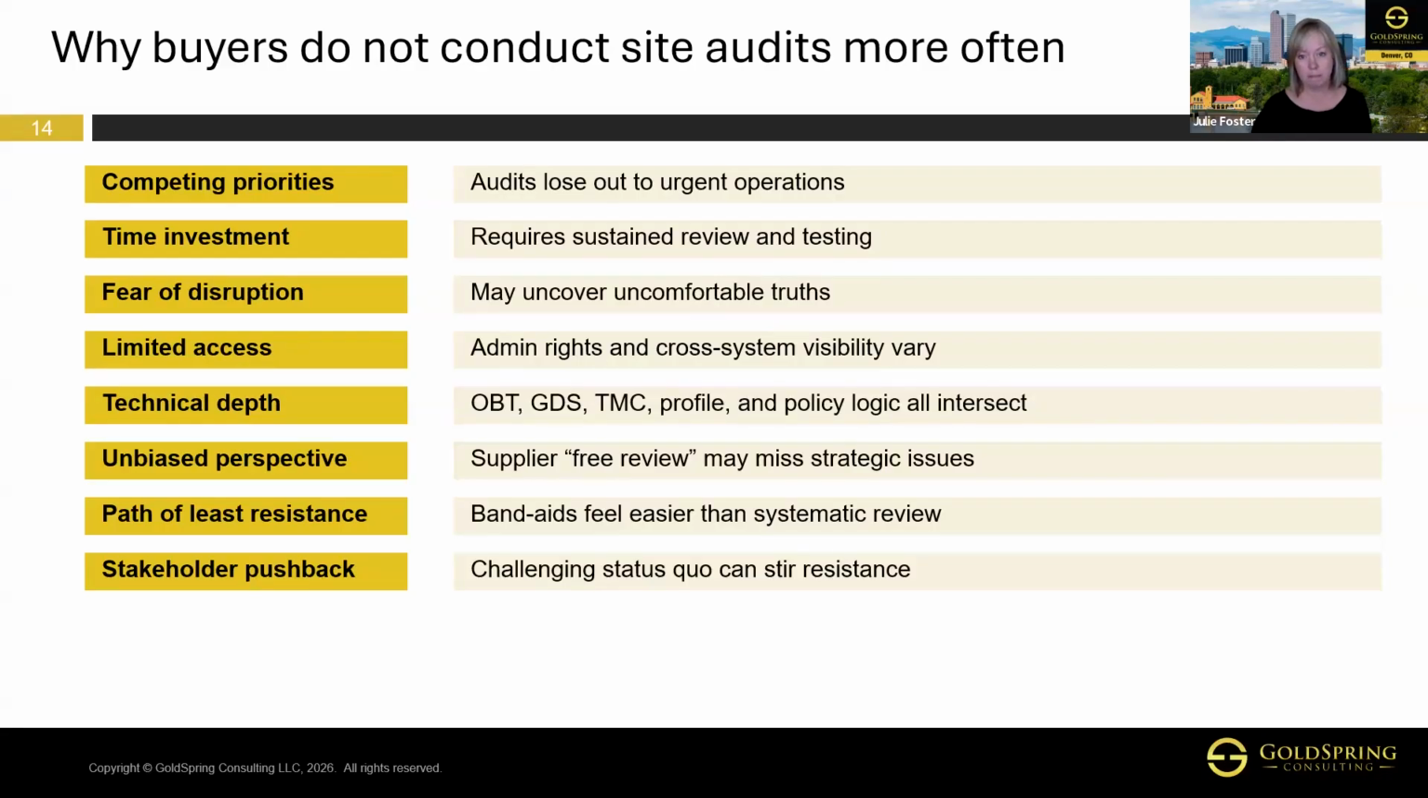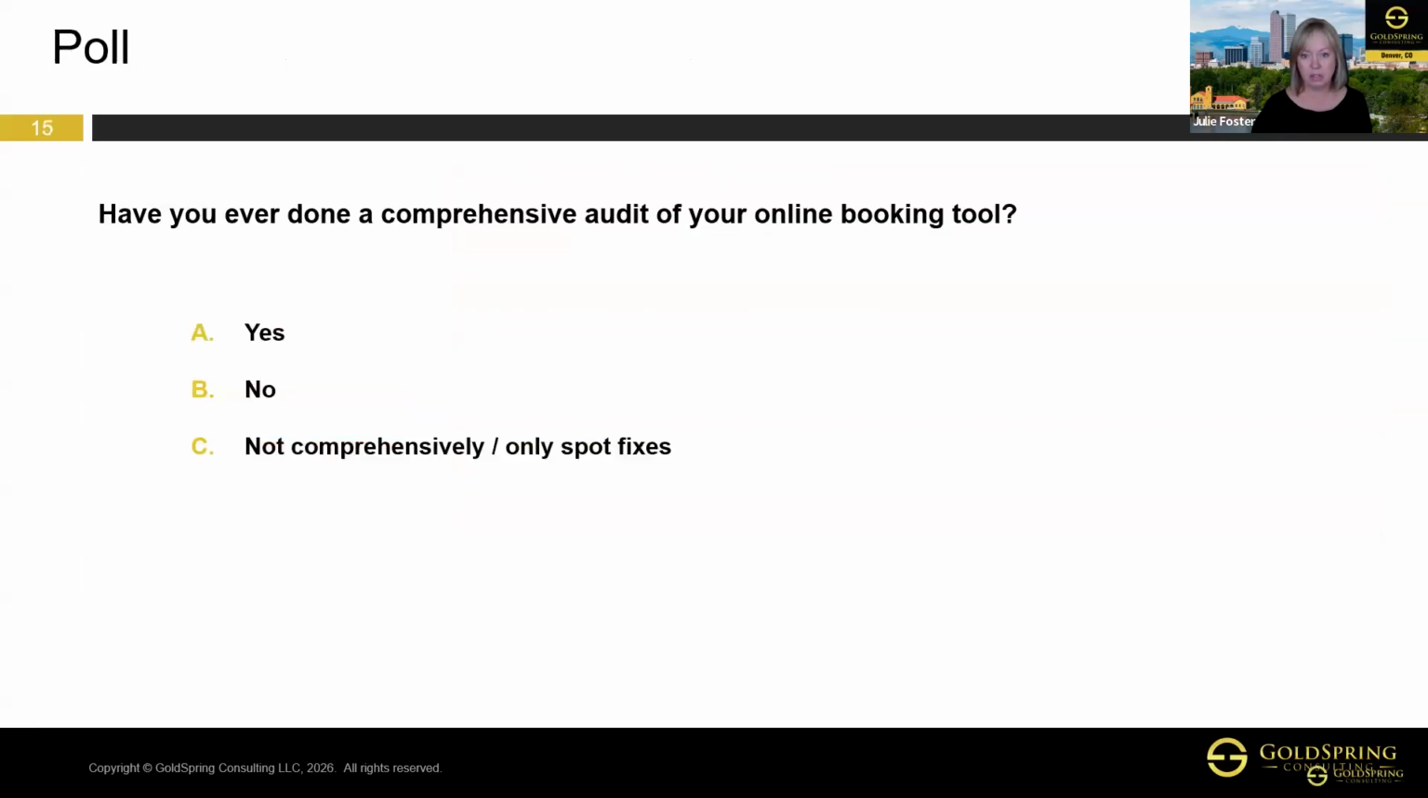I think we have one more poll coming up that we want to take to understand how many of you have ever completed this type of review. Have you done a comprehensive audit or just a series of isolated fixes? A yes answer here means that your organization has reviewed the complete booking process, including search, content, policy, approval flow, data feeds, permissions, messaging, payment, and servicing.